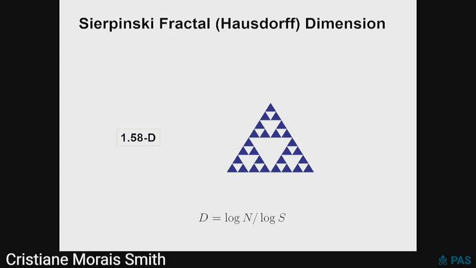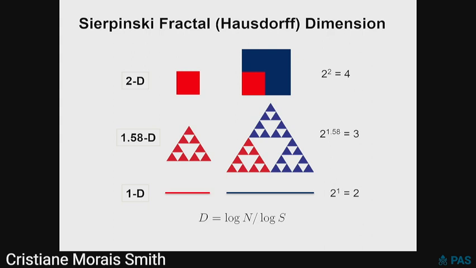It is defined as the log of the number divided by the log of the scaling. Let's see how this comes about. Suppose you start with a 1-dimensional red line. You scale it by 2. You ask how many copies of the red I need to cover the blue. The answer is number 2.